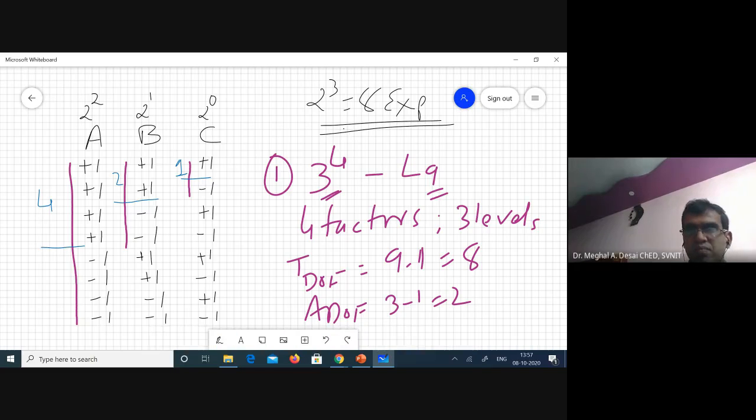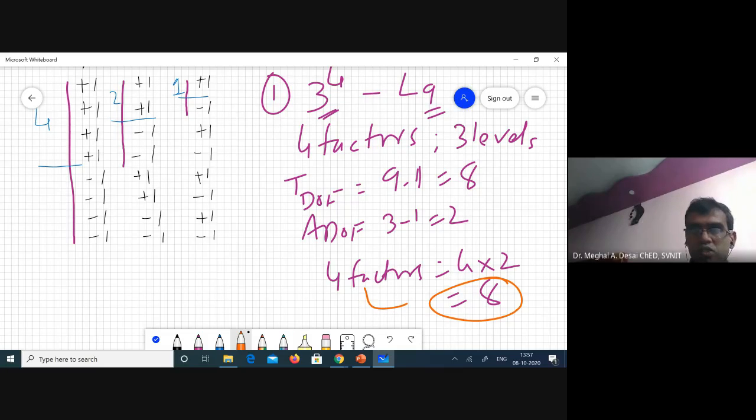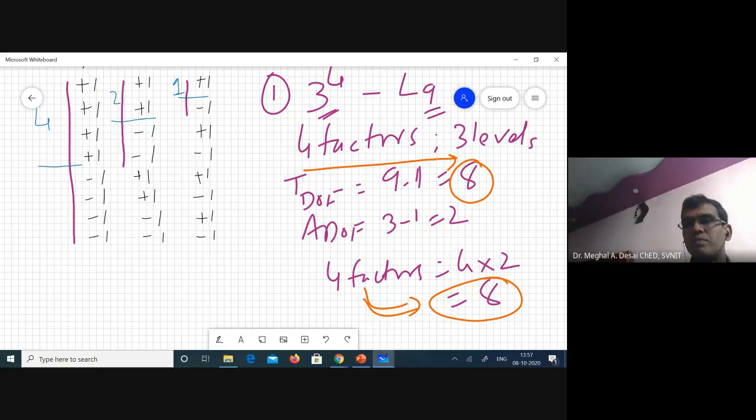Okay, so for 4 factors, I have 4 into 2, that means 8 degrees of freedom. That means 8 degrees of freedom due to factors and 8 degrees of freedom due to the total number of experiments.